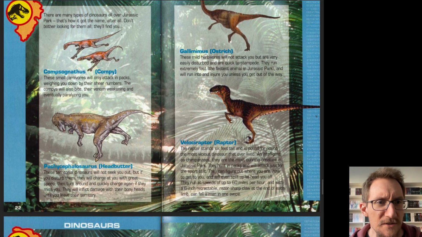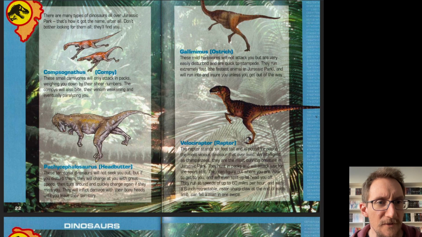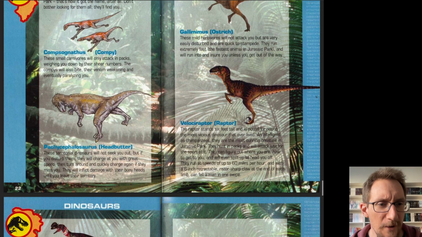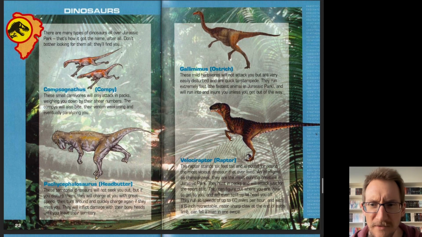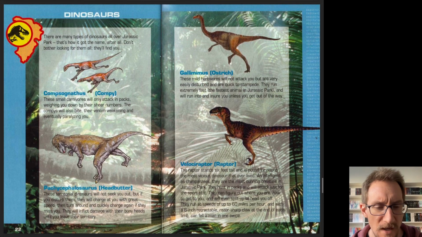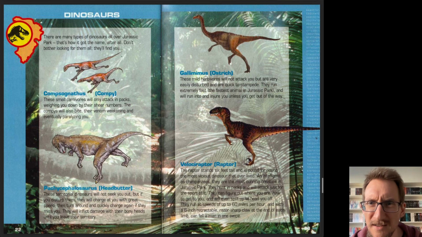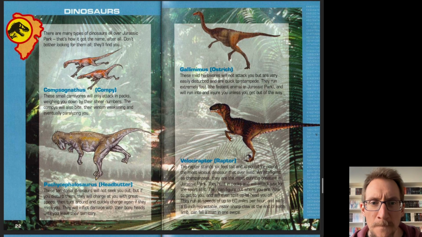There are many types of dinosaurs all over Jurassic Park. That's how it got the name after all. Don't bother looking for them all. They'll find you. Okay, we got the copies. Oh, that's a new one though. The Pachycephalosaurus, the head butter. Okay, I've never heard of head butter before. I know of peanut butter, but head butter, that sounds disgusting actually.